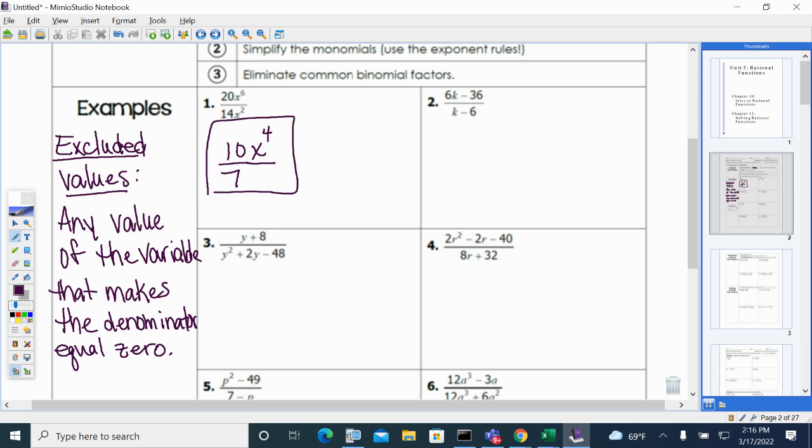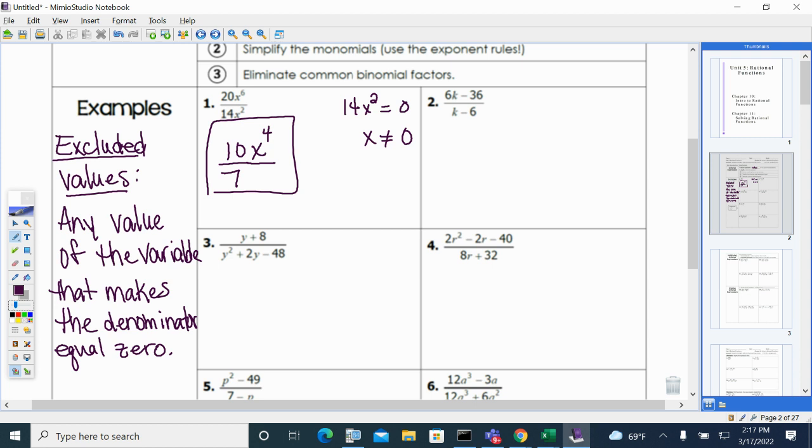But going back to that denominator, the denominator says 14x squared. So essentially, if I set this equal to 0, x will not be allowed to equal 0. Because if x is equal to 0, then my denominator is equal to 0, and my whole entire expression is undefined. So little hint here, anytime you have a monomial in the denominator, the excluded value is always 0. Let's look at number 2.